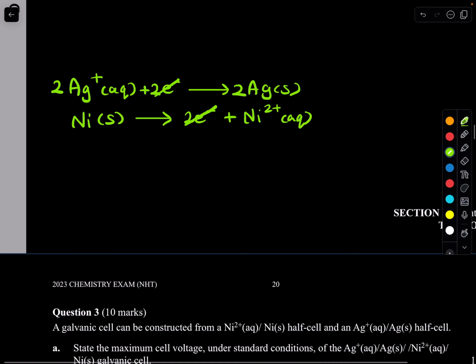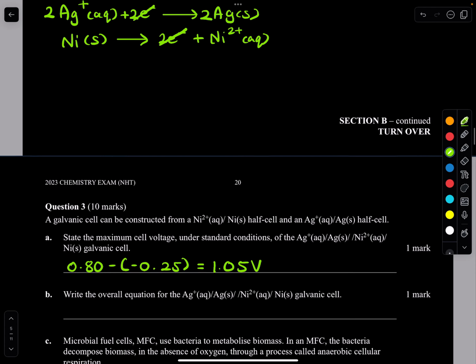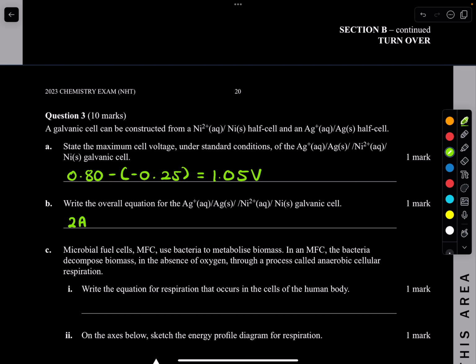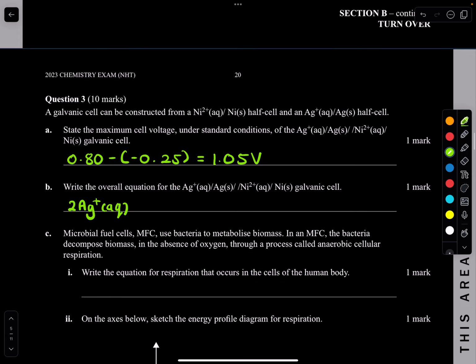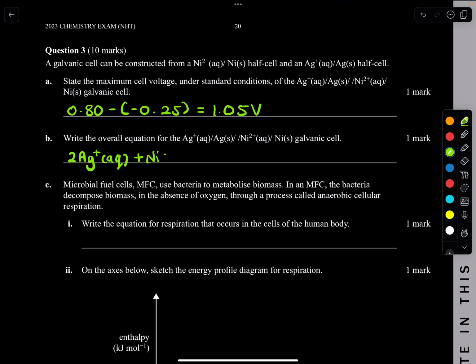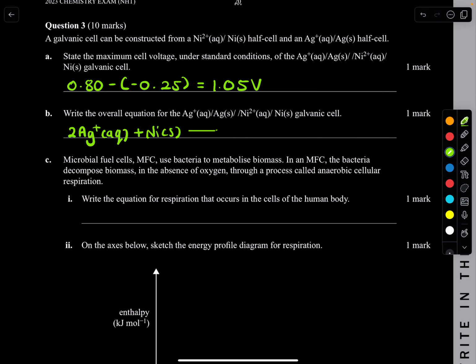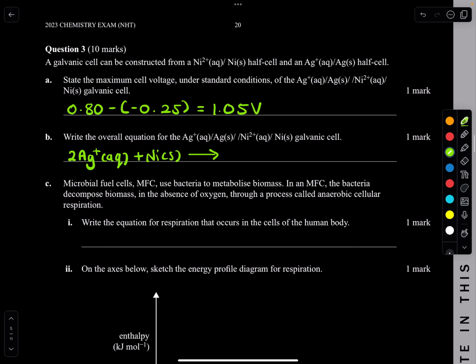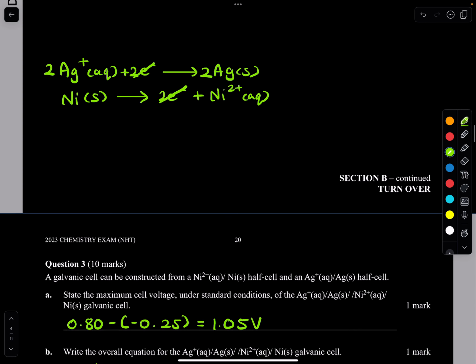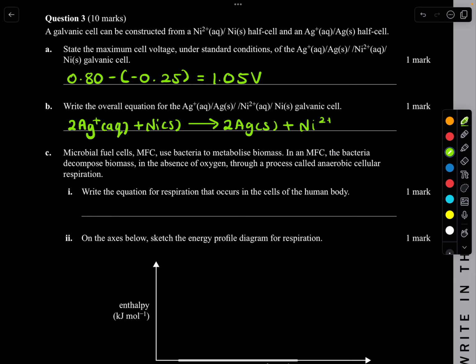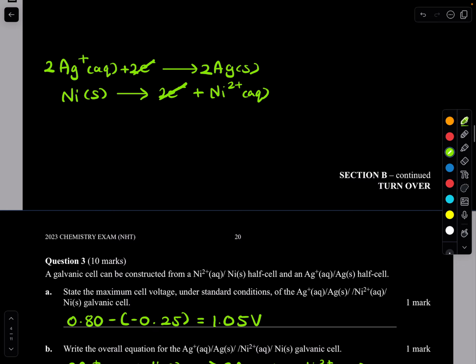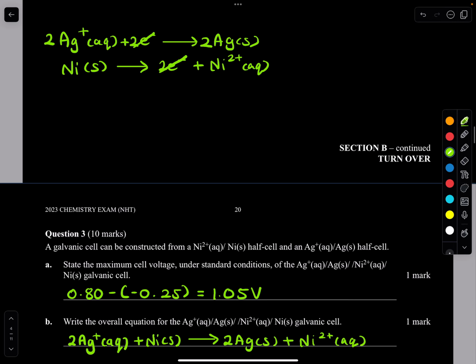Looking at this part here, it's 2 Ag+(aq) plus Ni(s) gives us overall 2 Ag(s) plus Ni2+(aq). That looks very, very good. Done, finished. Let's move on with the next question.